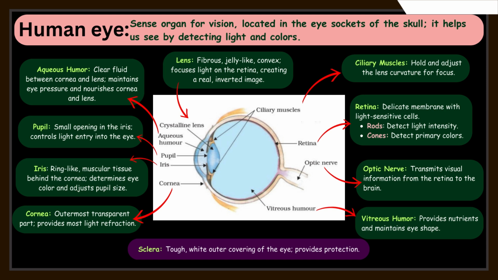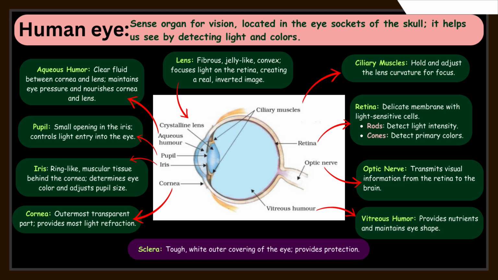While the human eye is an amazing organ, sometimes it doesn't work perfectly for everyone. That's where defects of vision come in, and thankfully, each one can be corrected with the right type of lens. Let's understand the 4 common vision problems in a simple way.